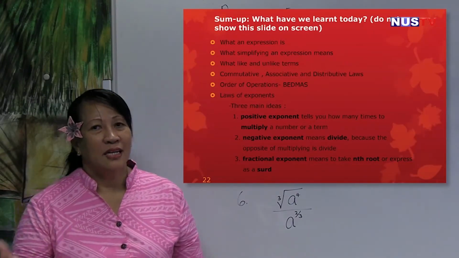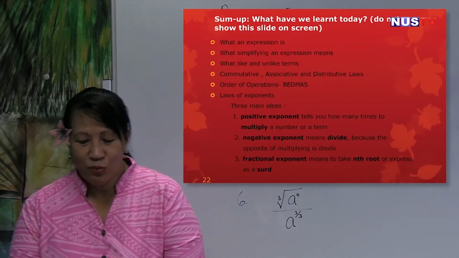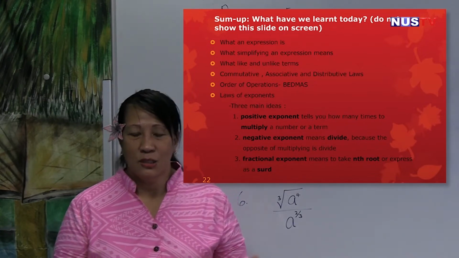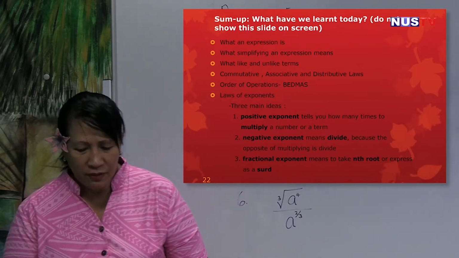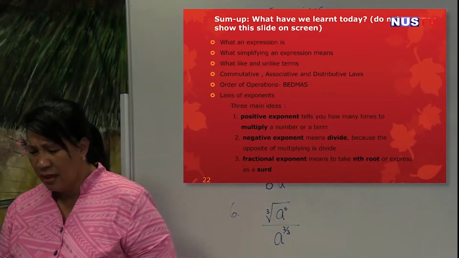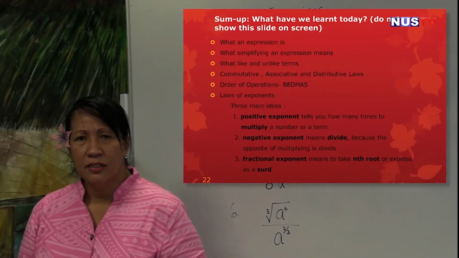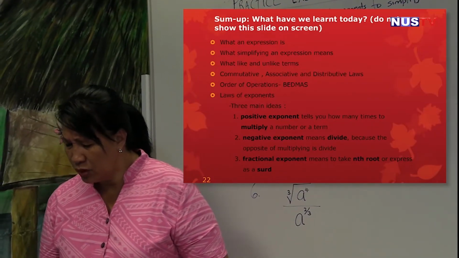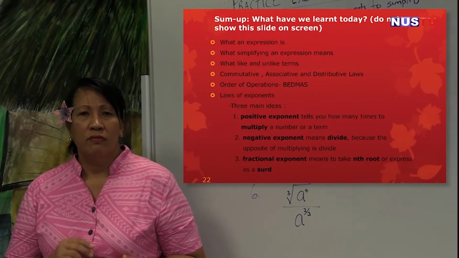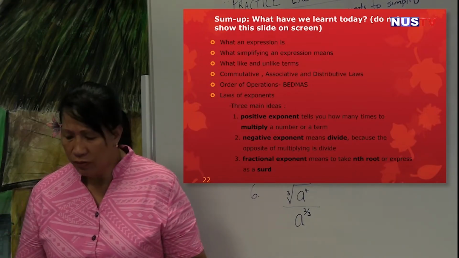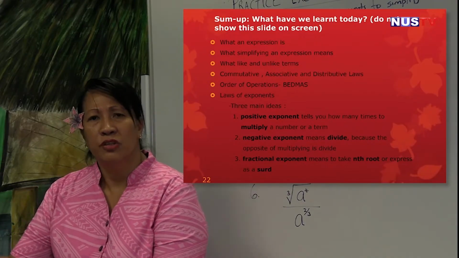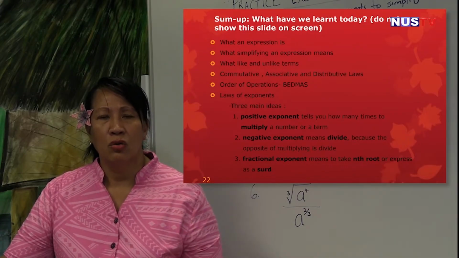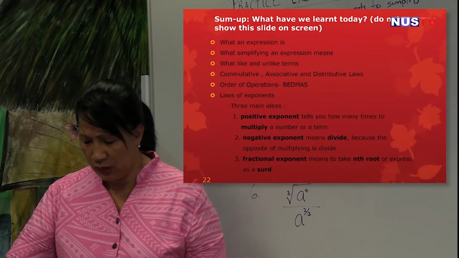So, let's sum up. What have we learned today? We have learned today what an expression is, what simplifying an expression is, what like terms and unlike terms are, what commutative, associative, and distributive laws are. We have refreshed our memory on the order of operation and BODMAS from previous years, and we have also looked in depth at the laws of exponent.